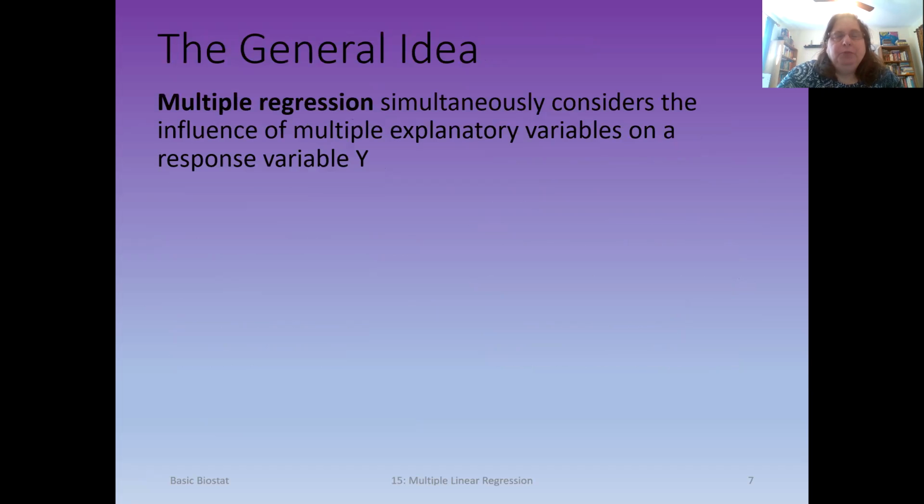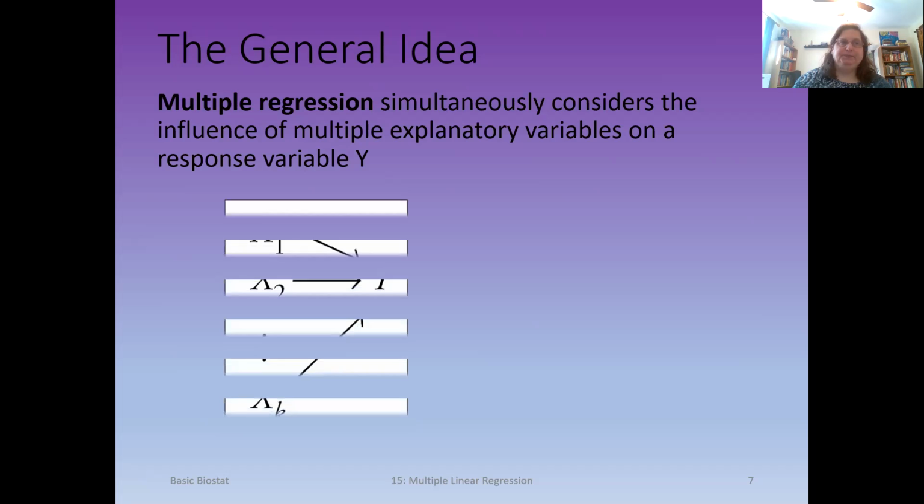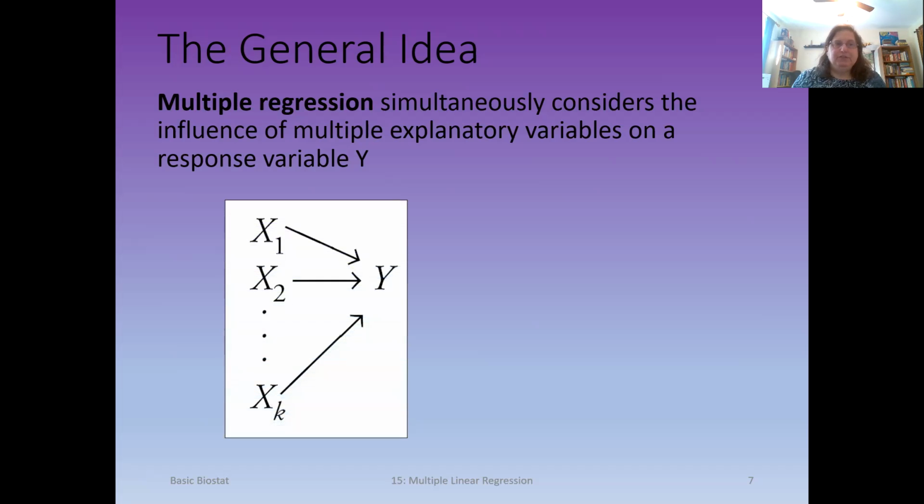The general idea, multiple regression simultaneously considers the influence of multiple explanatory variables on a response variable y. So we're looking at predicting y using multiple explanatory variables. Here we have x1, x2, as I said, all the way down to xk, however many x's you have. It could just be 2, it could be 3, it could be 10, right? All predicting y.